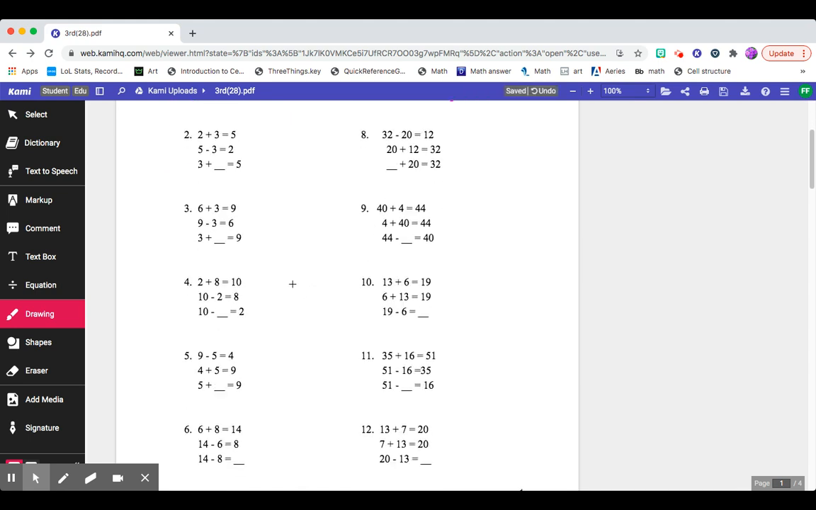Let's try number 4. 2 plus 8 equals 10. 10 minus 2 equals 8. Just find the number that is not on the third formula. That is on the first and second formula, but that's not on the third formula. It's 8, right? Oh, oopsie. Yeah, number 4, answer is 8. 10 minus 8 equals 2.